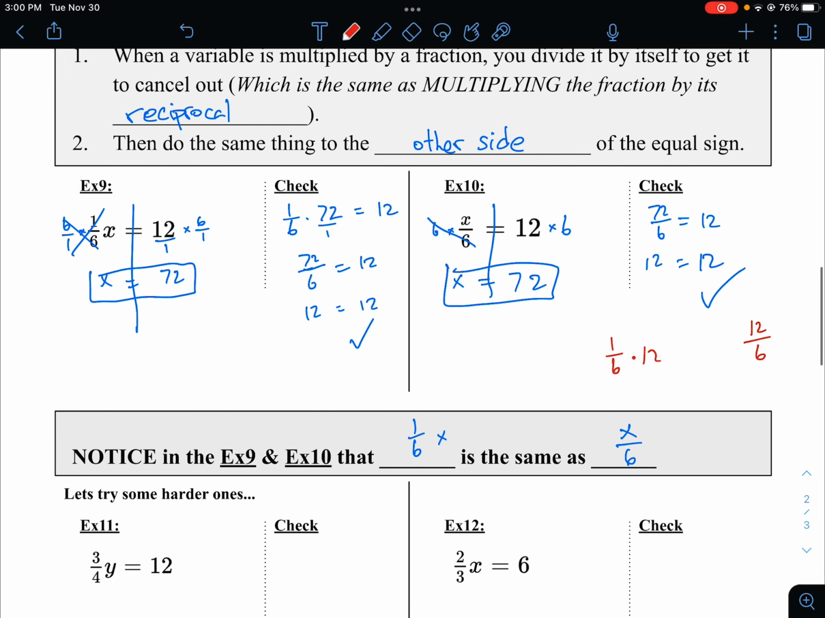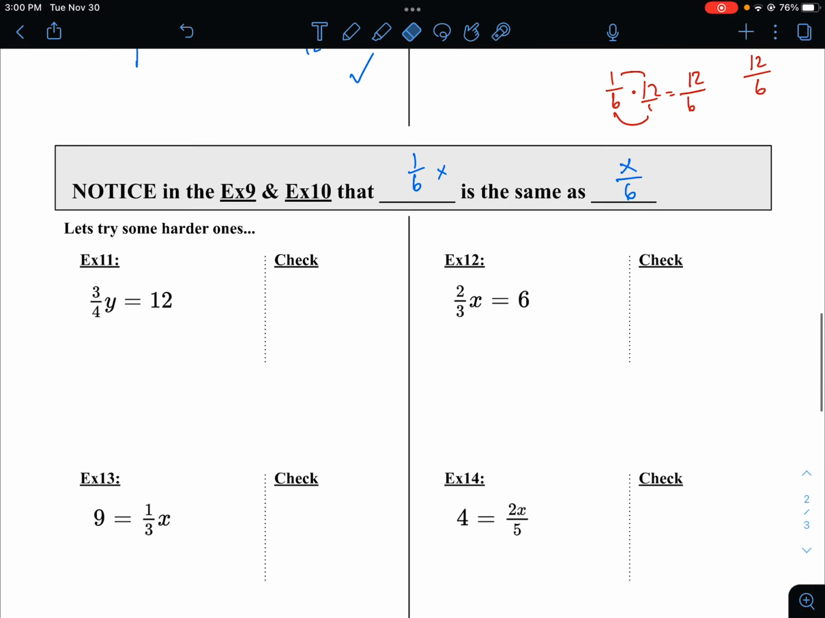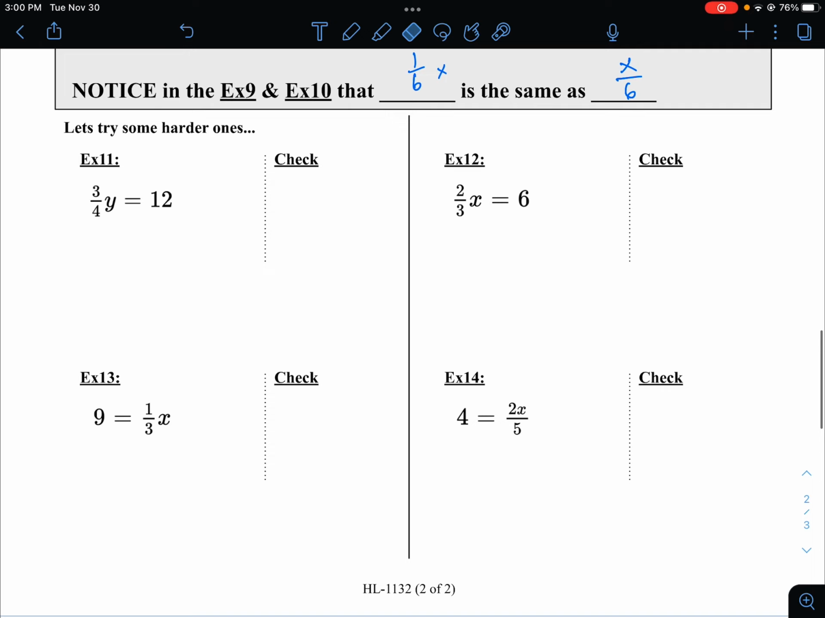Because what is 1/6 times 12? Well, it's 1/6 times 12 over 1, which is basically just 12 over 6, right? So something that could be helpful for you to know is 1/6x is the same thing as x over 6. Because when you multiply 1/6 times x, you end up with x over 6. So that's kind of a nifty little fact for you to keep in your pocket. Let's go ahead and try some harder ones.